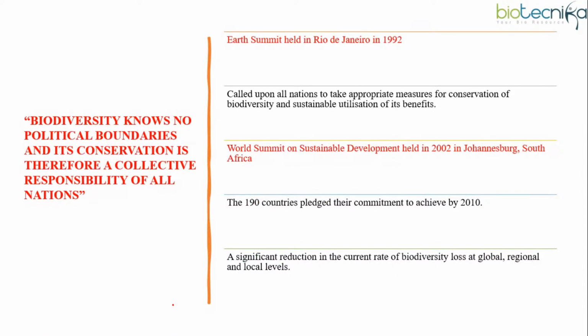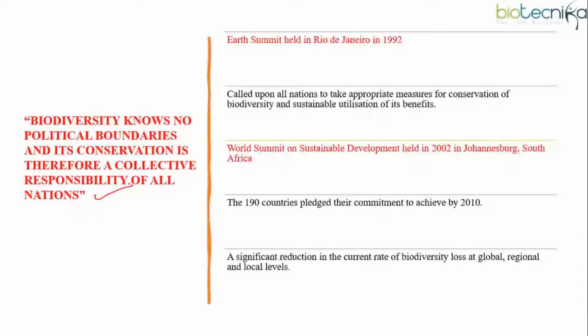So in the end, I would like to say that biodiversity knows no political boundaries, and its conservation is therefore a collective responsibility of all the nations. And it's not only the responsibility of the government or the NGOs. Even we have to think about what we can contribute in biodiversity conservation.